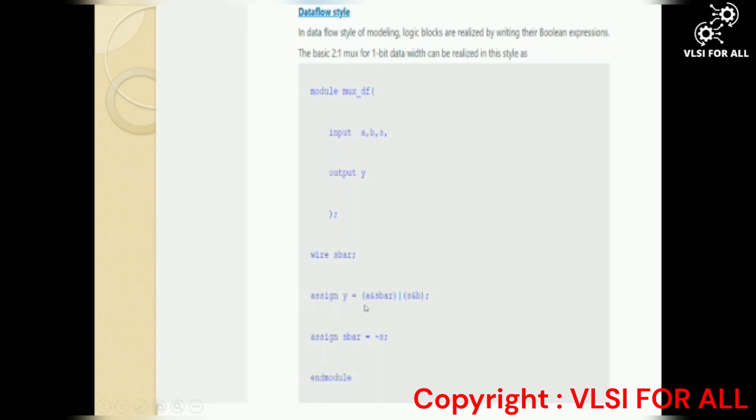The assign y is equal to a and s bar or s and b. Here this is the Boolean function for the 2 to 1 mux, and as we assign the s bar, the negation of s to the s bar, and we end the module. Here we have to see that the main functionality is assigned with the Boolean expression.